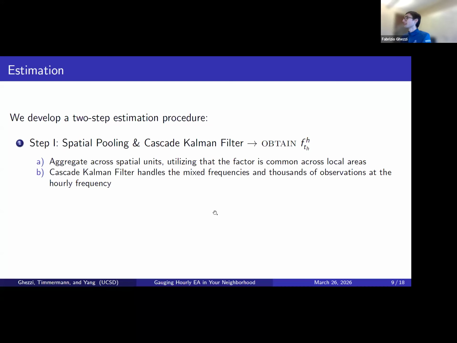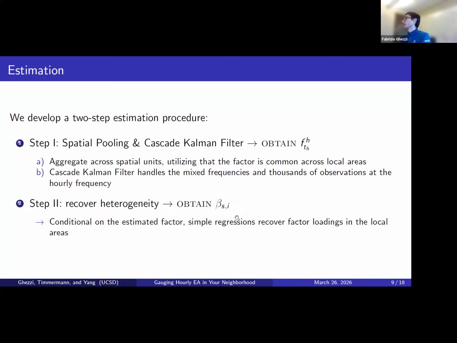And so if you think about running a simple Kalman filter to extract that factor, that is going to be quite tough. So what we do is that we propose this two-step estimation. In the first step, we estimate the factor, and we do it in two phases. So we do this spatial pooling, which is similar to what people do with convolutional neural networks, so that we combine information and we gain in efficiency. And then we have a cascade Kalman filter that goes in and recovers the factor.